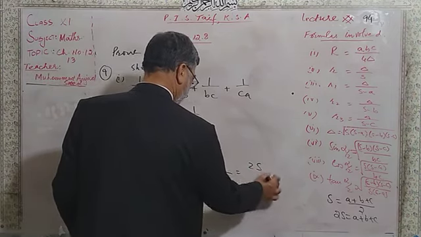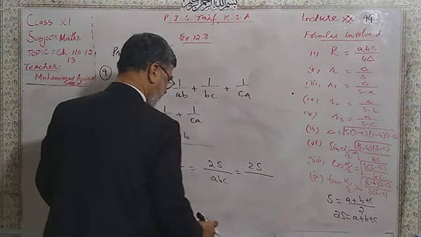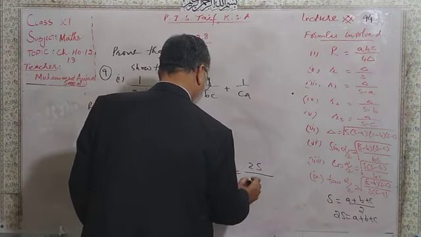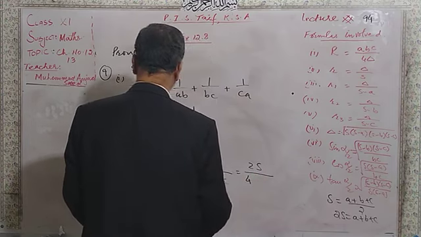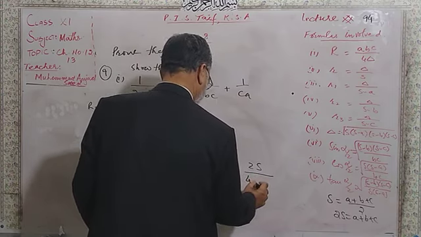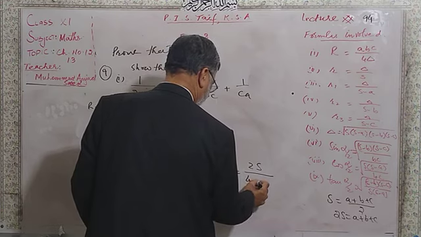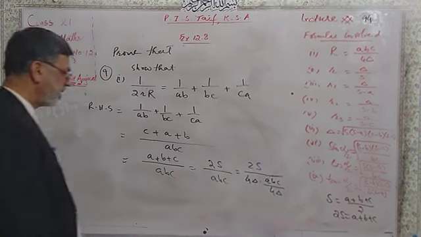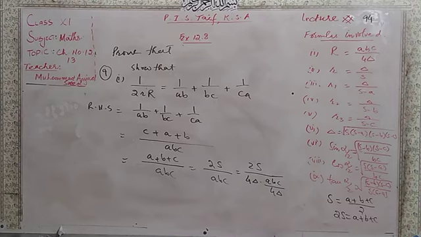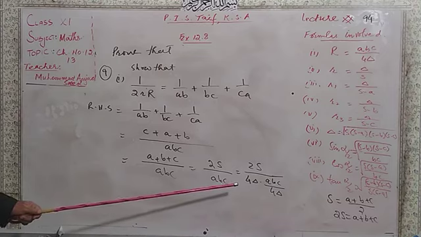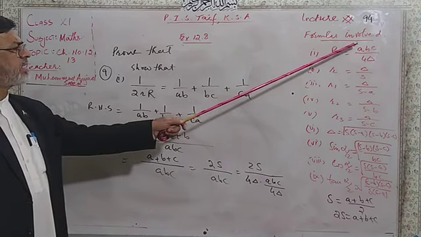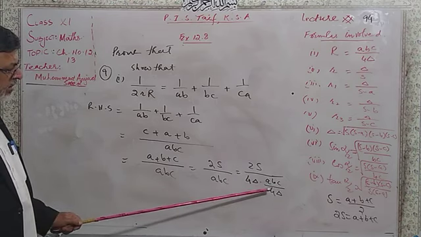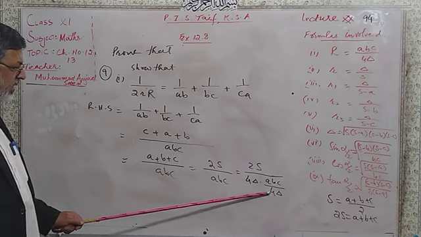Multiplying the denominator by 4, this is 4 delta, and ABC over 4 delta. Actually, I want to make this capital R, which is ABC over 4 delta. So ABC was there. So multiplying and dividing the denominator by 4 delta.